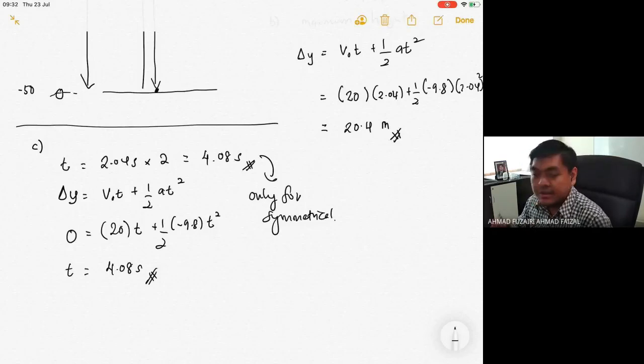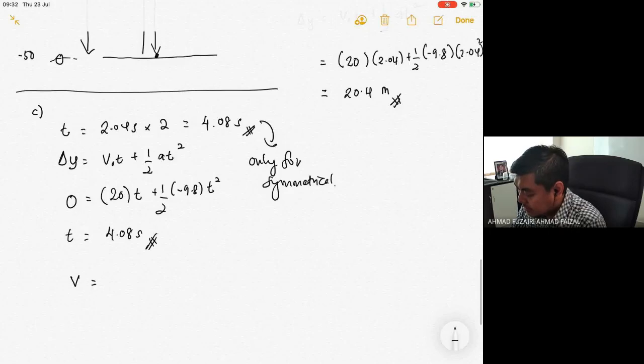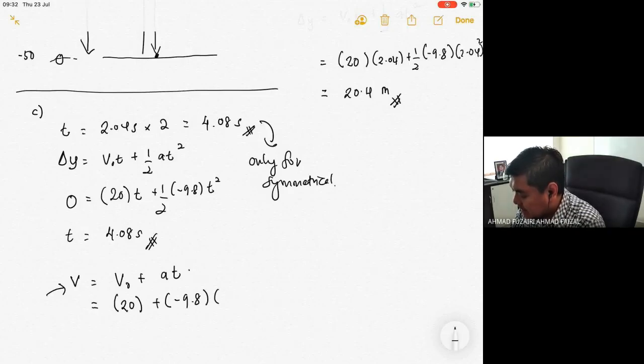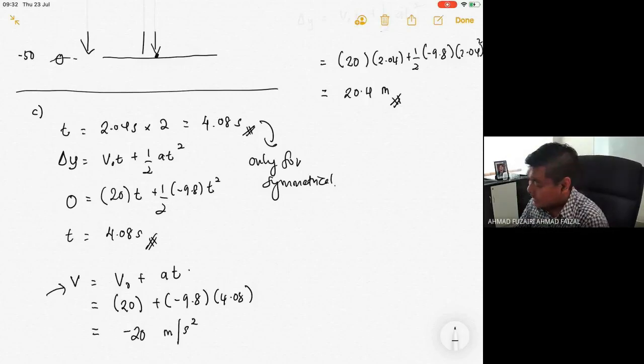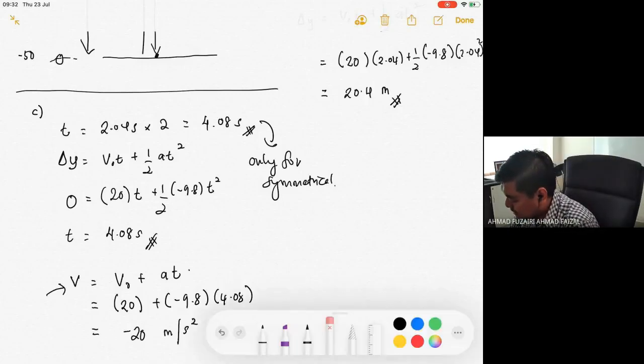Okay, maksudnya pada masa ni apa velocity dia? So V equals to V0 plus AT. Okay, yang kita nak cari ialah yang ini, V0 dan V. So V0 dia ialah 20 kali dengan 4.08 plus dengan negatif 9.8 kali dengan 4.08. So dapatlah negative 20 meter per second. Sorry, negative 20.